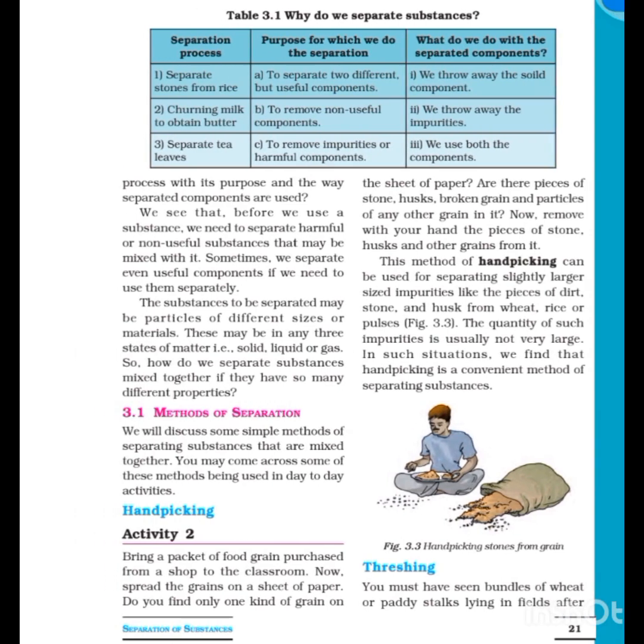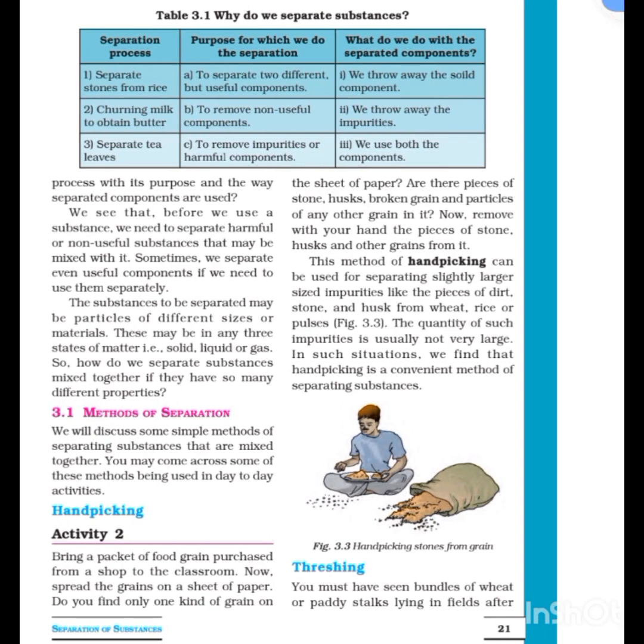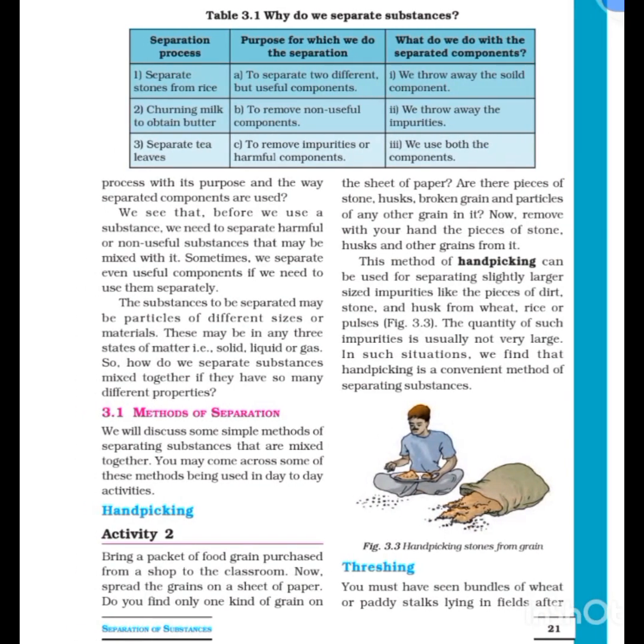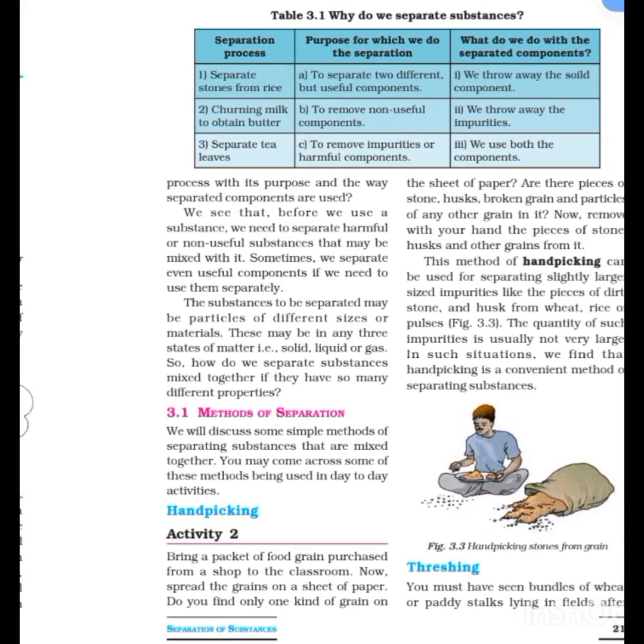So the method of hand picking can be used for separating slightly larger sized impurities like the pieces of dirt, stone and husk from wheat, rice or pulses. The quantity of such impurities is usually not very large. In such a situation, we find that hand picking is a convenient method of separating substances. ठीक है, hand picking करते हैं ना हम लोग, जैसे rice में करते हैं और wheat में हम करते हैं, right?